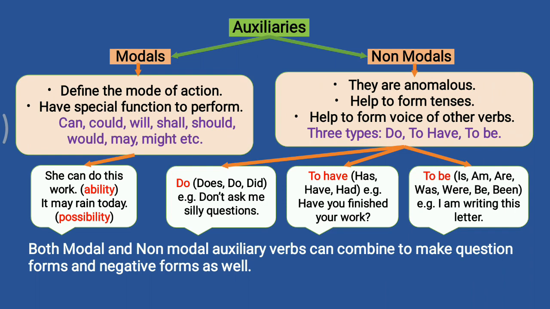So auxiliaries can be classified into two parts, that are modals and non-modals. First of all, modals. They define the mode of action. They have special functions to perform, such as can, could, will, shall, should, would, may, might, etc. They are modals. Let's take some examples.